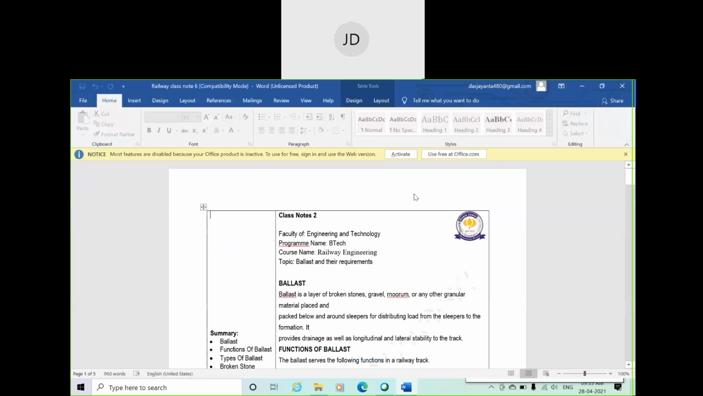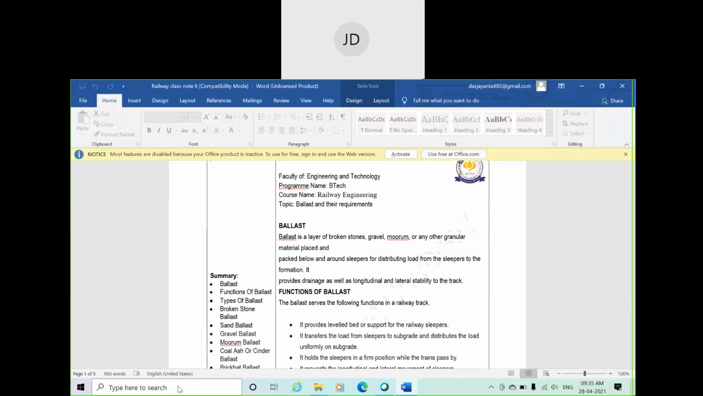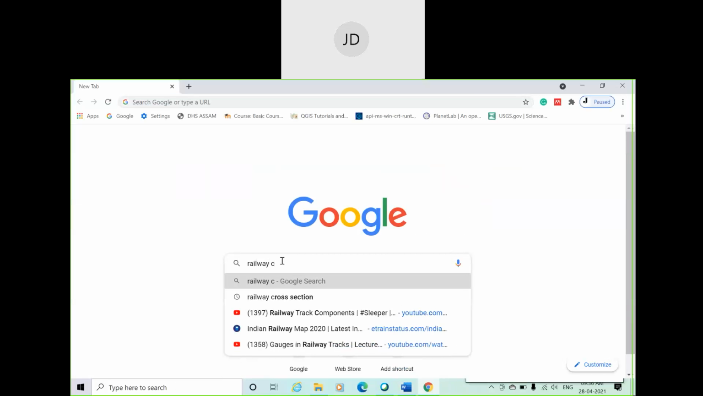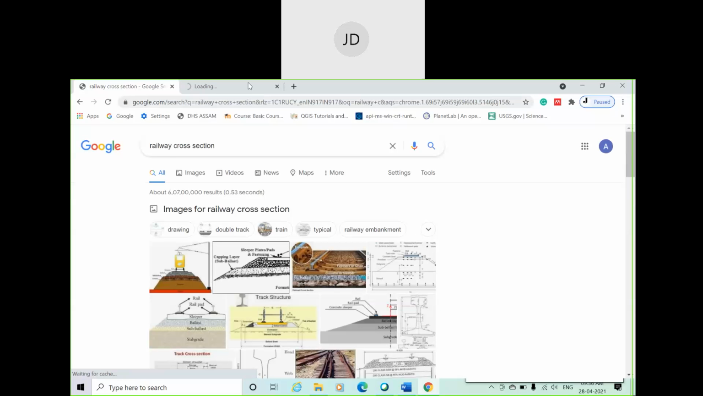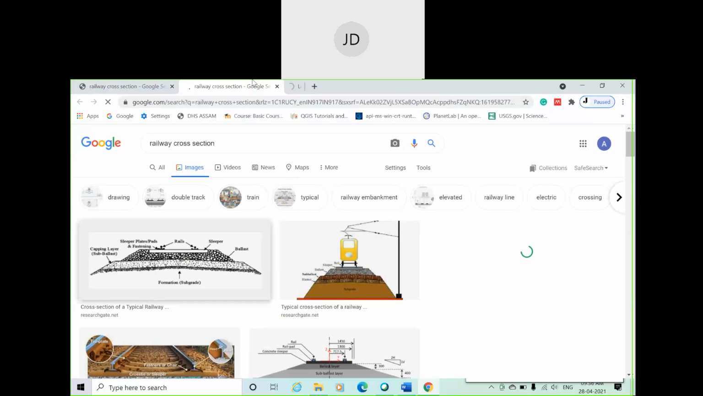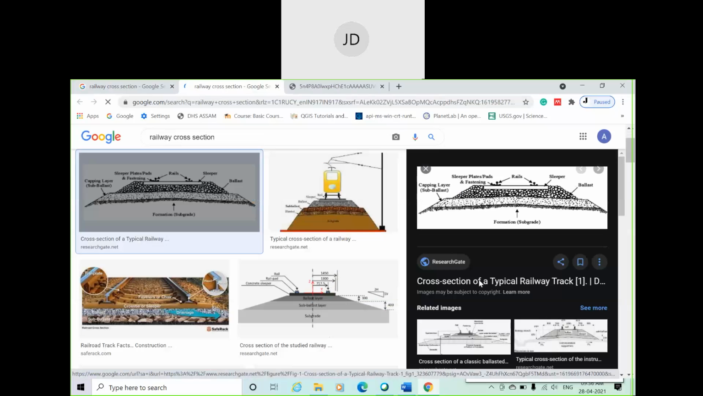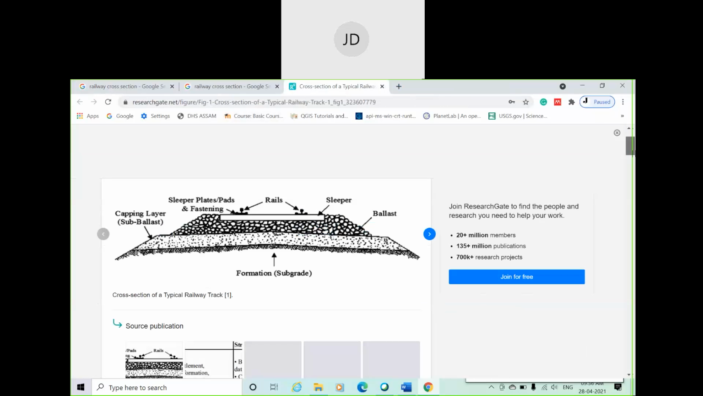Okay, so we are going to discuss ballast. I think you are all familiar with ballast. Let me show you some images of ballast. I'll show you a railway cross section again. Here also you can see. Can you see in this drawing?